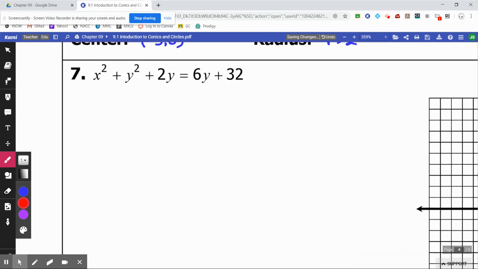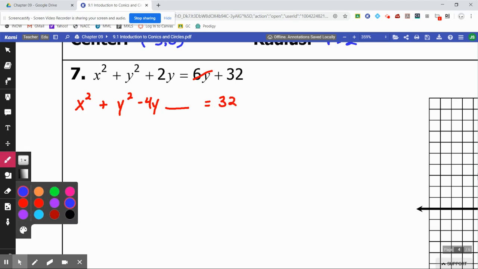Same thing, group your x stuff and your y stuff. X stuff, there's only x squared, so you really don't have to leave a space. Plus y squared, let's move our 6y over by subtracting. You now have negative 4y. Leave a space for completing the square is equal to 32.